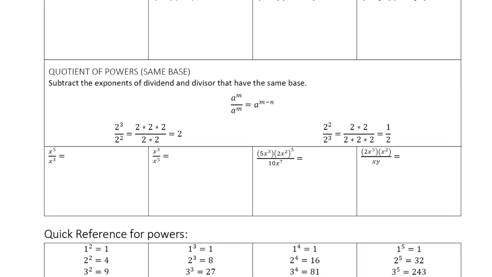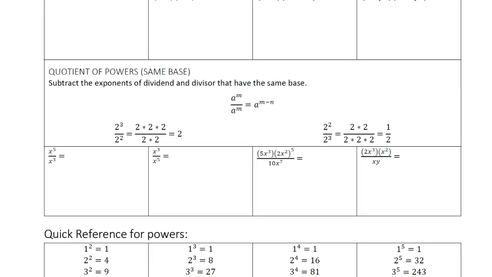The last rule is called the quotient of powers. If the numerator and the denominator have the same base, you subtract the exponents. Look at the examples. First, 2 to the third over 2 squared. If you write out the factors, you can cancel two factors on the top and the bottom, leaving one factor on the top, which is 2 to the 1. Whenever the largest exponent is on the top, the final answer will be on the top. Thus we have 2 to the 3 minus 2 power, or 2 to the 1.